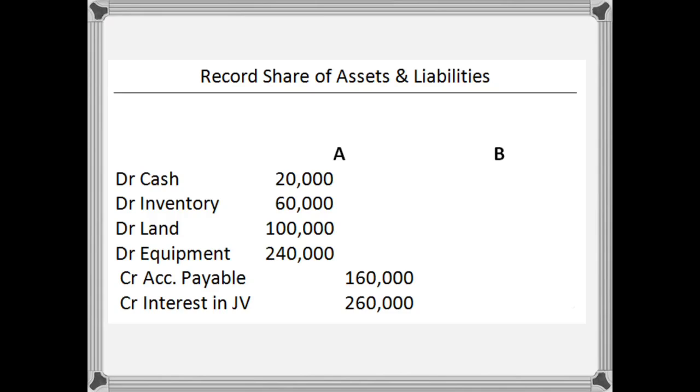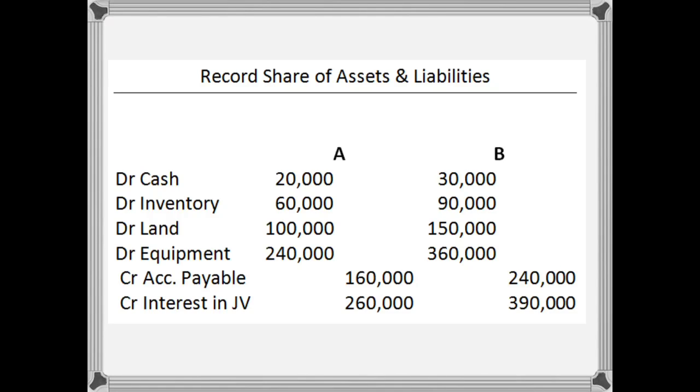On B's side of things, it's much the same process, except we're using 60%, and you can see that these two things add up to the full joint venture balance sheet.